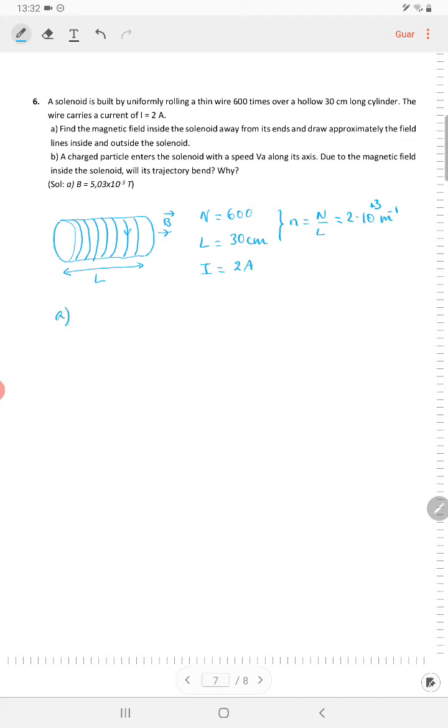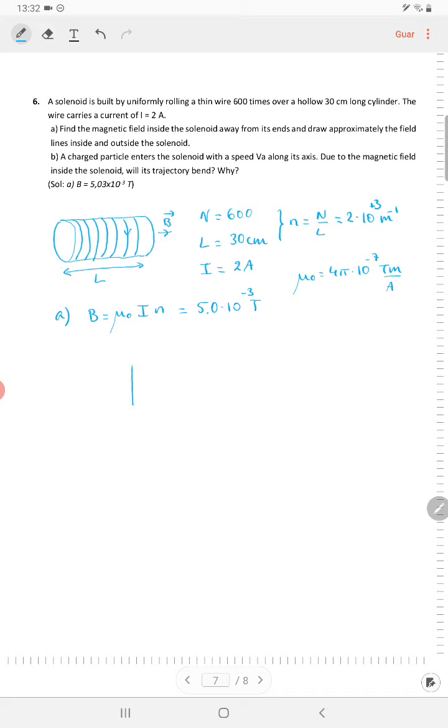And first of all, they ask us to calculate the magnetic field inside away from the ends. So we know that in this case, this magnetic field is mu sub 0 times the current times the number of loops per meter. Mu sub 0 is 4 pi times 10 to the minus 7 Tesla meter divided by ampere. So if we take everything together, this gives you 5.0 times 10 to the minus 3 Tesla.